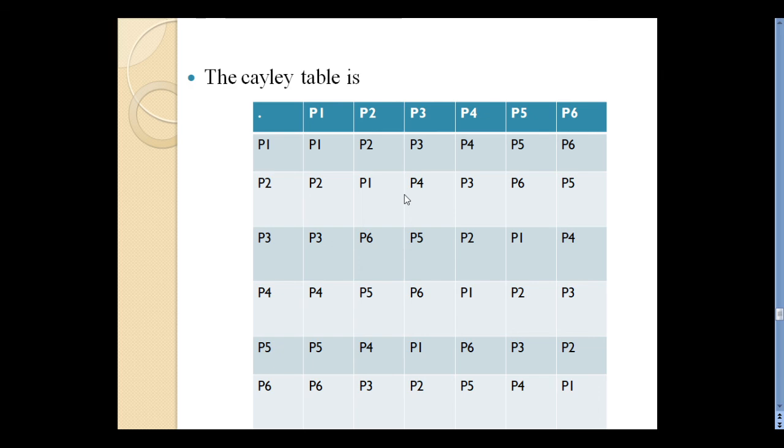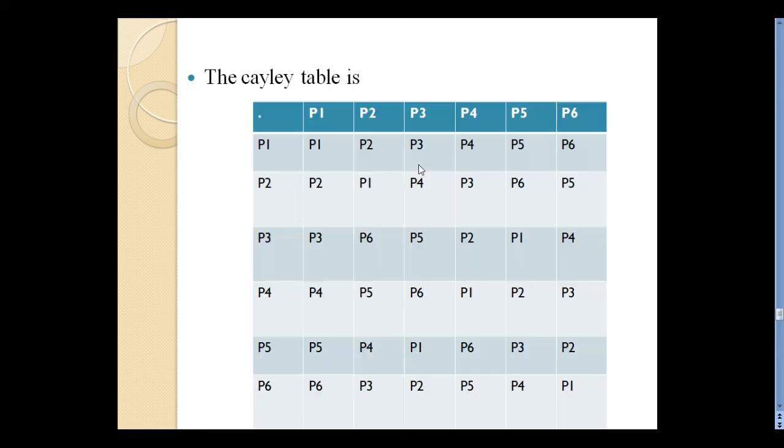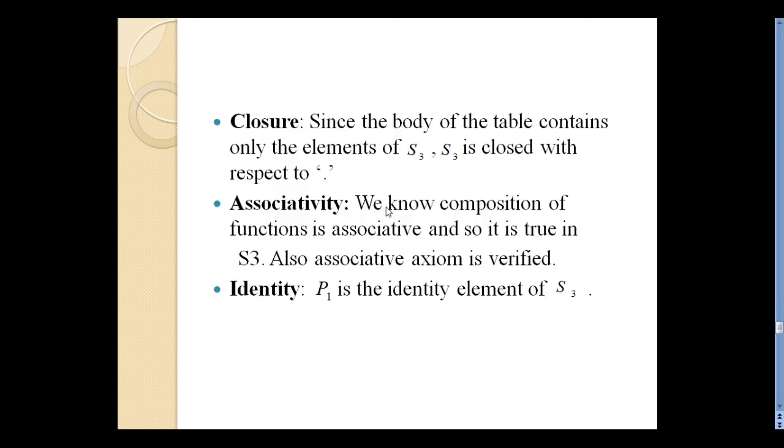Now we have to check for closure, associative, identity, inverse. So closure. Since the body of the table contains only the elements of S3, look at the elements. You got only P1, P2, P3, P4, P5, P6. All these elements are present in S. You didn't get P7 and P8. So all the elements are contained in S. So here we write S3 is closed with respect to dot composition.